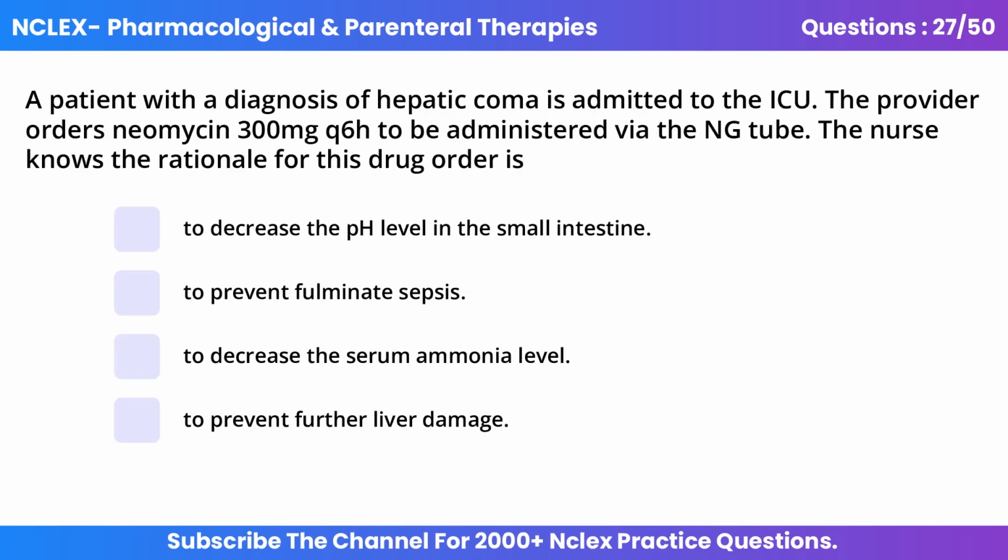Question 27. A patient with a diagnosis of hepatic coma is admitted to the ICU. The provider orders neomycin 300 mg Q6H to be administered via the NG tube. The nurse knows the rationale for this drug order is: C. To decrease the serum ammonia level.